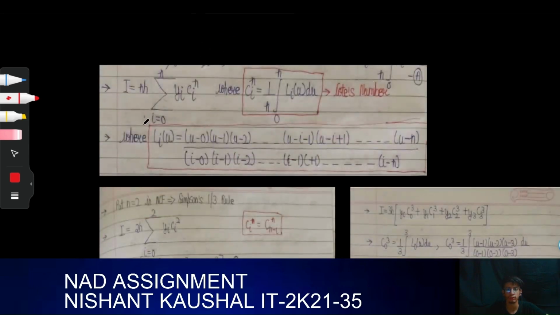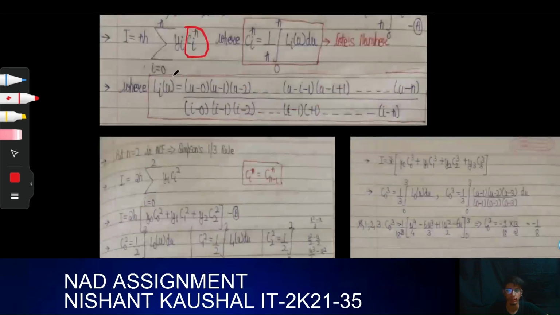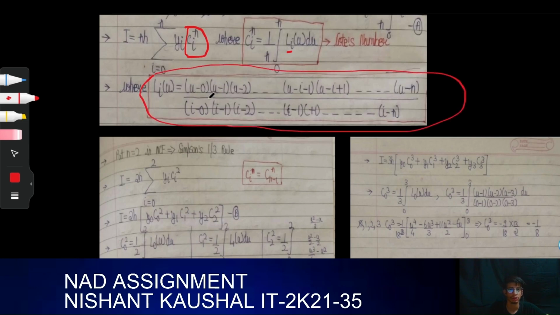So this is our formula for Newton-Cotes, that is I equals nh summation i equals 0 to n yi ci raised to the power n, where this ci raised to the power n is the Cotes number, and it can be expressed as 1 by n integration 0 to n li(u) du, right? And what is li here? Li is the Lagrange's interpolation, which can be expressed like this.